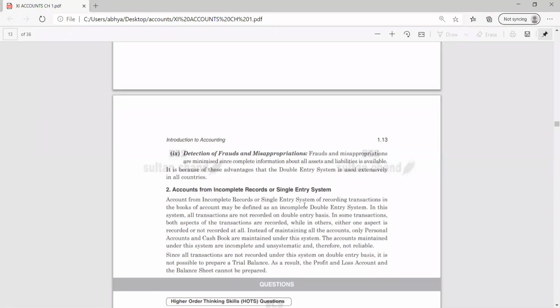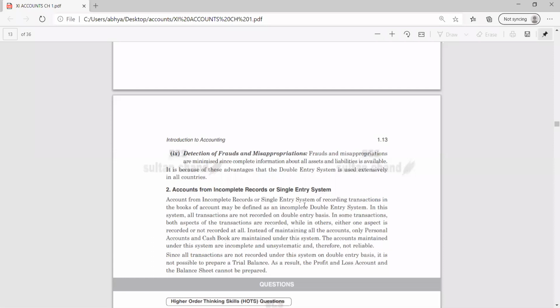It is a subsidiary book in which there are also two sides: the debit side and the credit side. On the debit side, all the cash receipts are recorded. From wherever you are getting cash, it will be written on the debit side. And if the cash is decreasing, meaning you are making payments, then it is recorded on the credit side. So basically, this system is adopted.